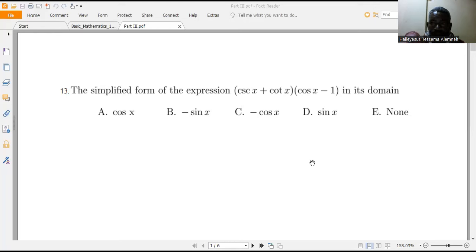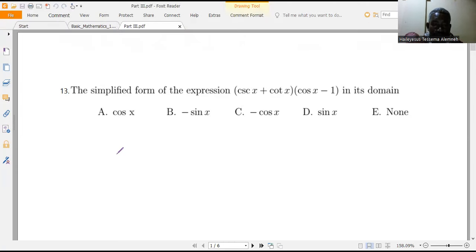Hello everyone. Today, let's continue our third section of doing the last year final exam. So the next part is question number 13, which asks for the simplified form of the expression cosec x plus cot x times cos x minus 1 in its domain.